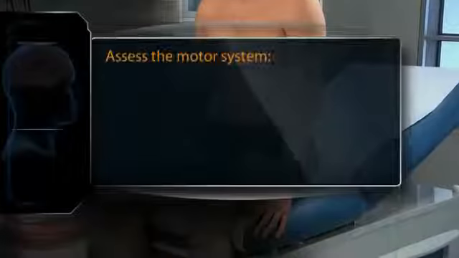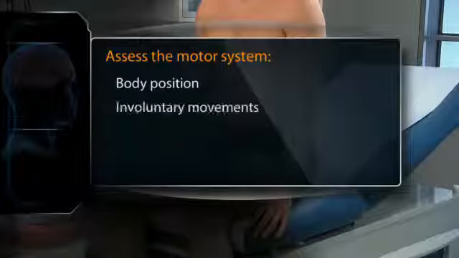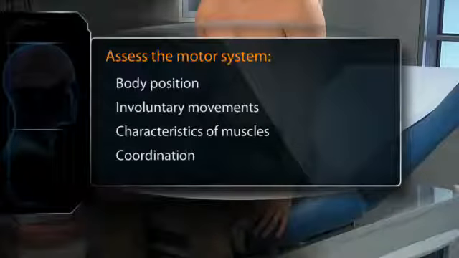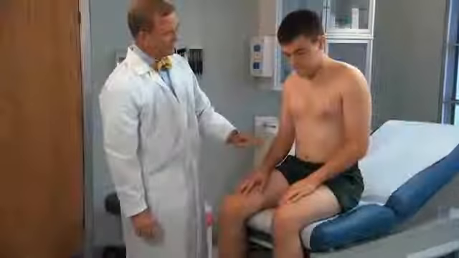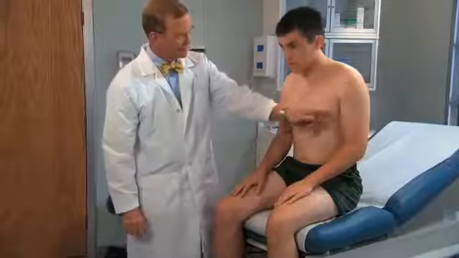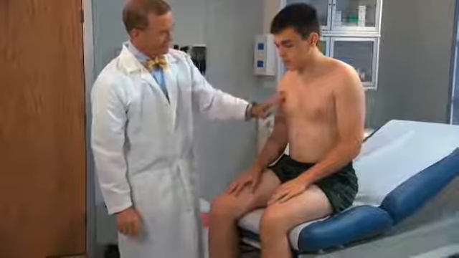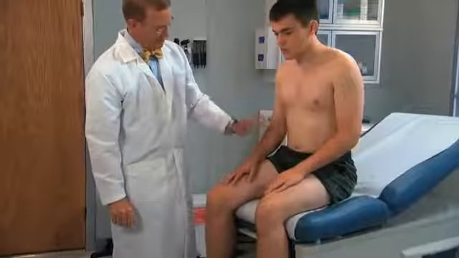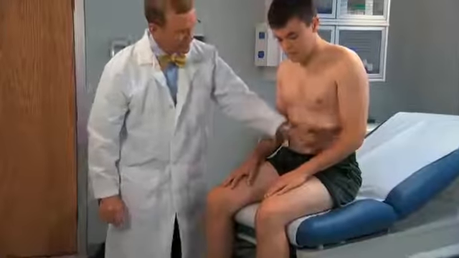As you assess the motor system, focus first on body position and involuntary movements, then assess the important characteristics of the muscles: bulk, tone, and especially strength. Also assess coordination. Observe the patient's body position during movement and at rest. Watch for involuntary movements, such as tremors, tics, or fasciculations.